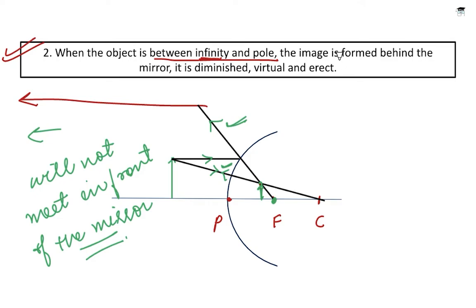So the image is formed behind the mirror, right? It is diminished, smaller in size as compared to the object. The object is bigger, the image is smaller. It is virtual and erect because it is formed behind the mirror. So this concludes our convex mirror.